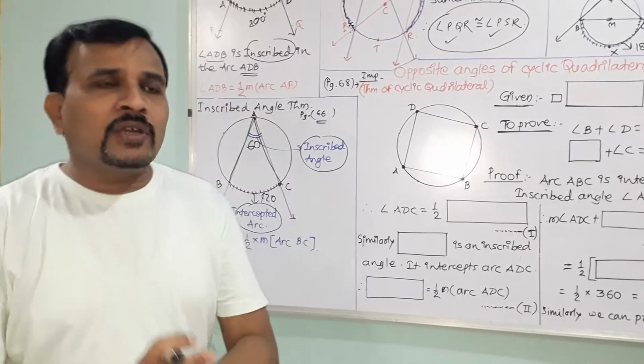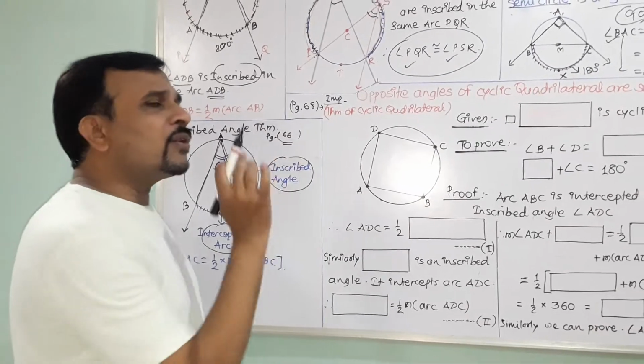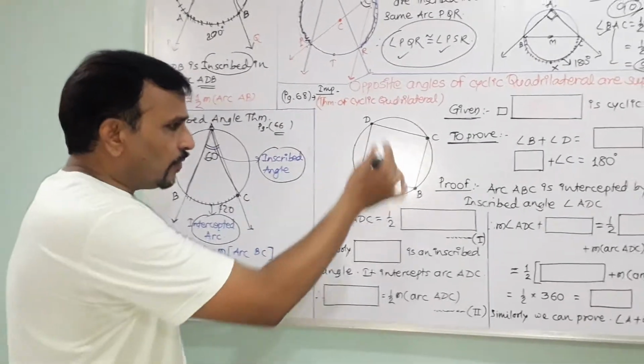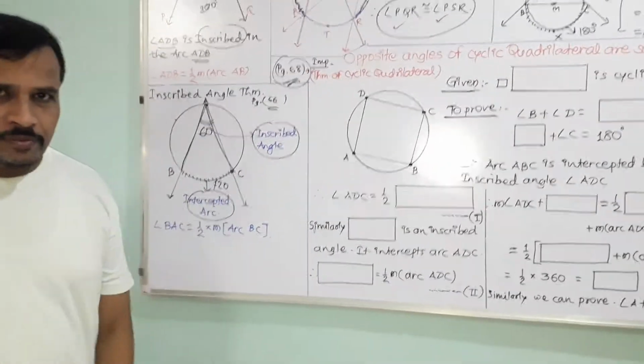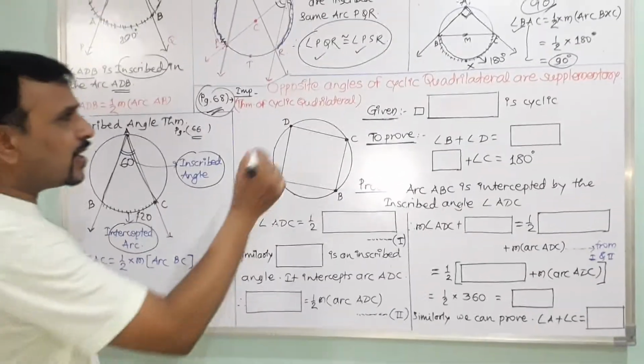Now the very important theorem, that is the cyclic quadrilateral theorem, that we are explaining now, which is on page number 68 in your textbook. See, cyclic quadrilateral.